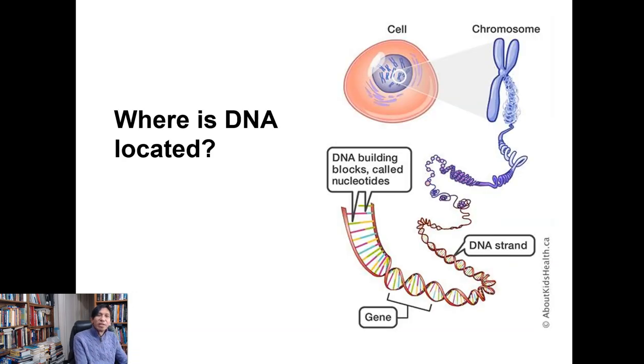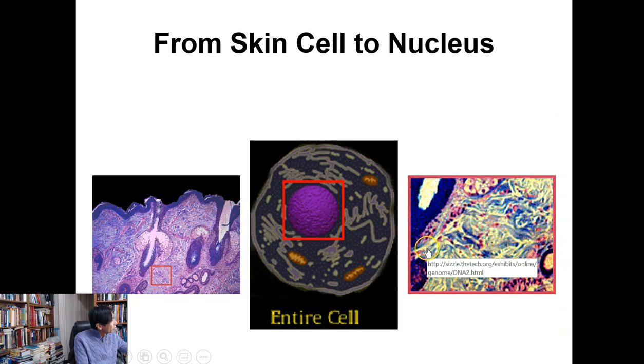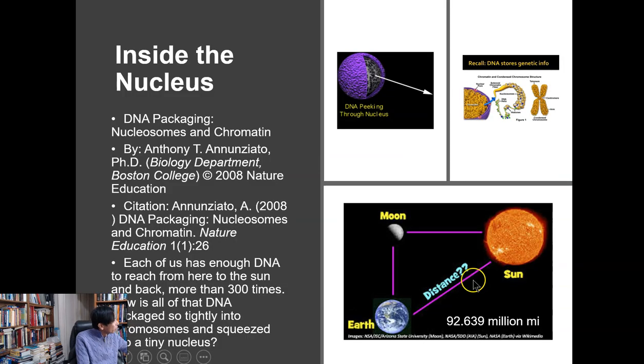Okay, so where is DNA located? DNA is located inside the nucleus. So let's zoom in on your skin cell. This is a skin cell under a microscope with stain. We're going to focus on the epidermis cell, the skin, and this is the hair root. If you zoom in on the skin cell, you will see the nucleus. Inside the nucleus, DNA is tightly coiled like spaghetti, and this tightly coiled DNA becomes a chromosome.